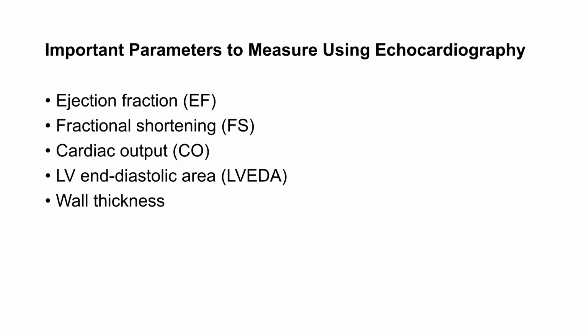You can measure cardiac output, which is very much heart rate dependent, because it is the volume of blood that is pumped from the heart per minute. And it's also good to measure left ventricular end diastolic area, showing whether you have a dilated heart or not. And wall thickness, which is usually measured from the short axis, can help you to determine if you have hypertrophy in the heart or not.